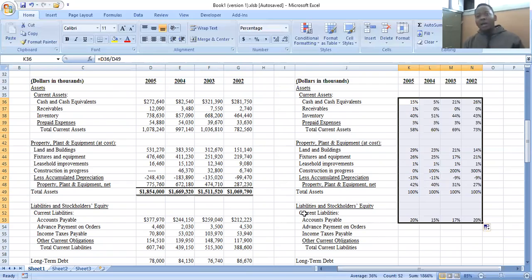With that, ladies and gentlemen, we have the common size financial statements. It's quite an easy topic.